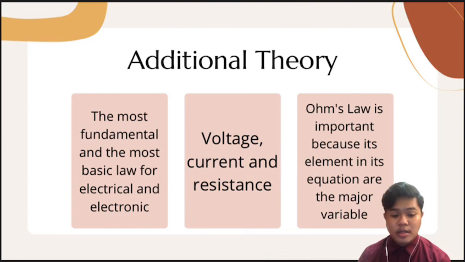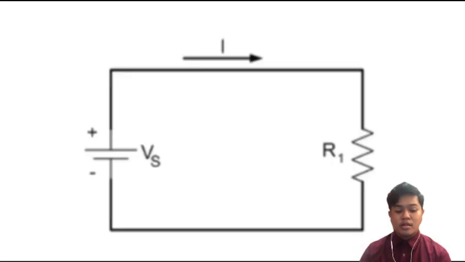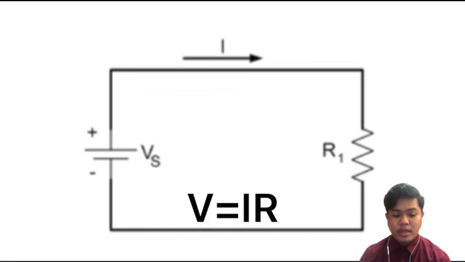We will use the simple circuit below to explain the Ohm's law equation, consisting of the voltage source and resistor. The current is represented by I and measured in amperes, A, equal to voltage V divided by the resistance of the resistor R measured in ohms. Hence, the equation becomes V equals IR.